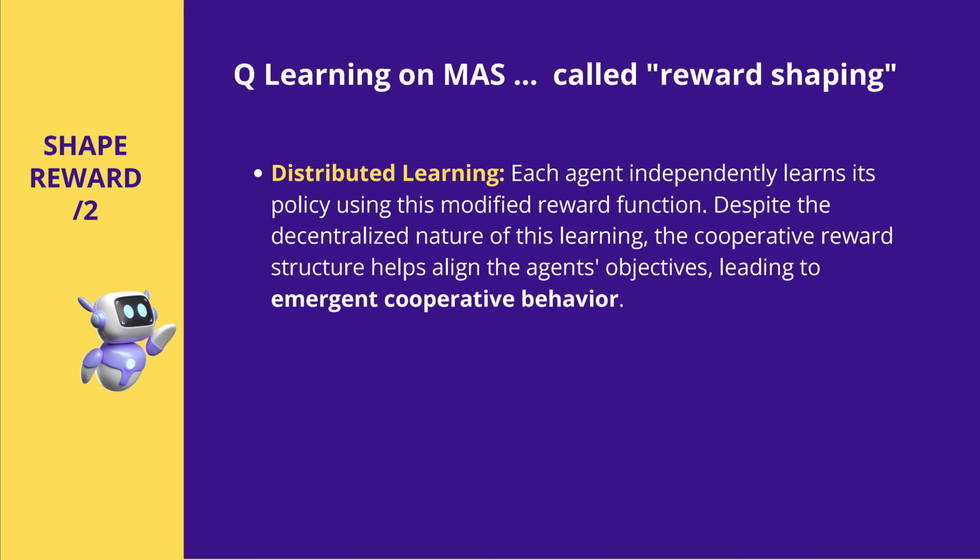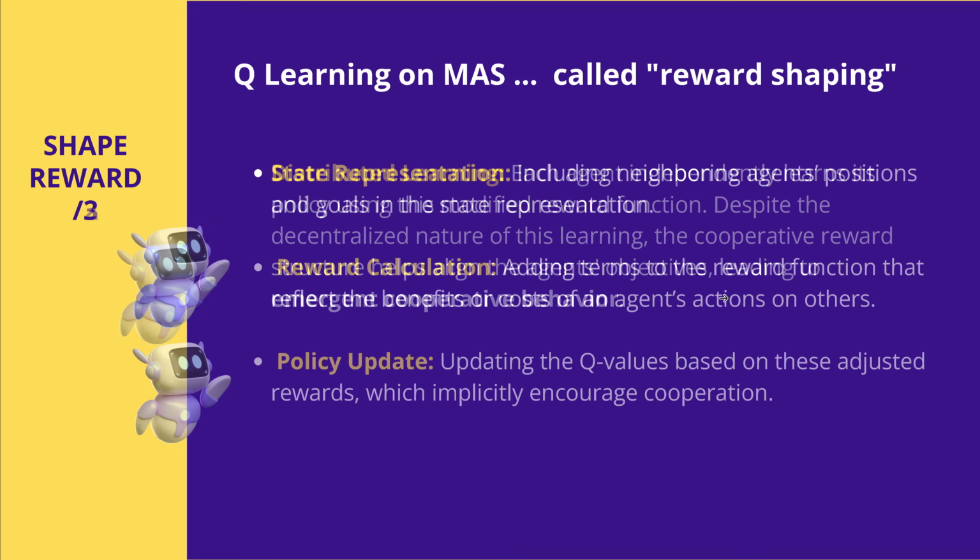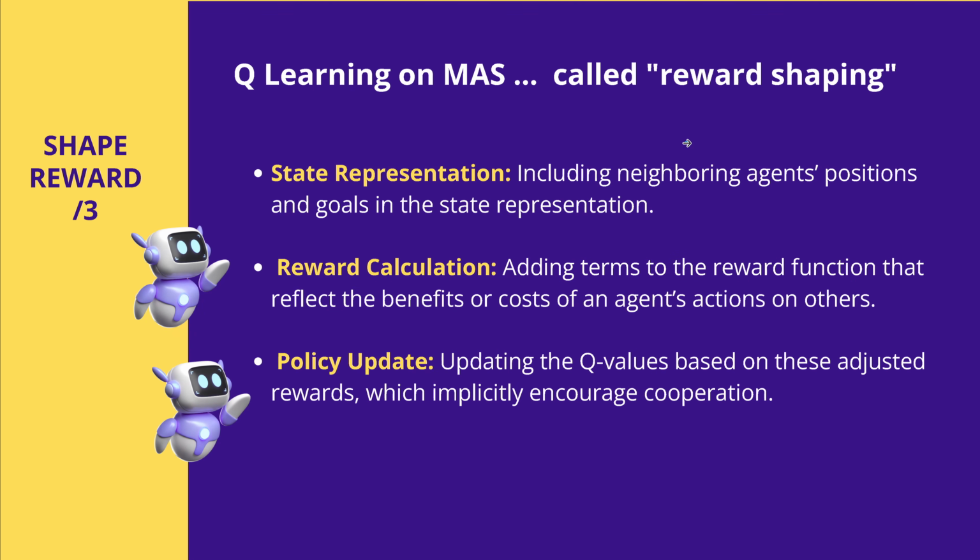Now, this is something nice when you immediately understand it. It's called distributed learning. So you remember each agent learns independently its policy using the modified reward function. And despite the decentralized nature of this learning, the cooperative reward structure that we put in this formula helps to align the agent objectives, leading to an emergent cooperative behavior. And now you might ask how we do this. What is the mathematical formula and how do we code this? Now, if we use reward shaping, and I'll show you the publications for this in a minute, there are some steps we have to take care of.